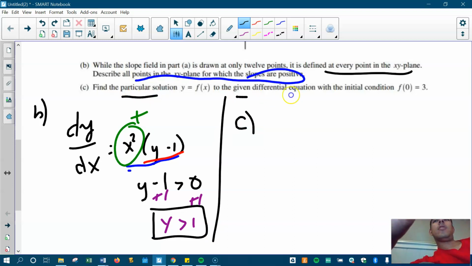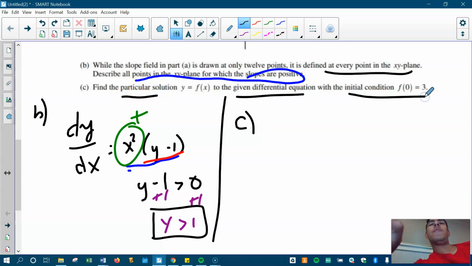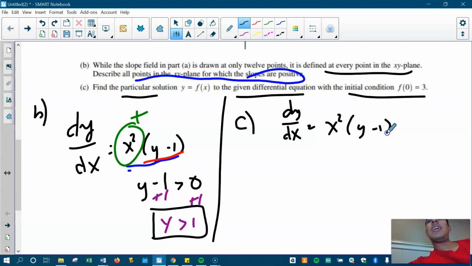Particular solution to the differential equation with initial condition. We got this. Okay, let's do dy dx. This is separate and integrate. That's what we have to do here. Separate and integrate. That means that this y minus 1 is going to go over here. This dx is going to go over there.